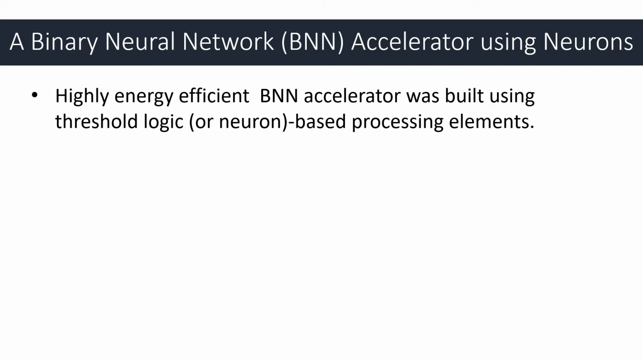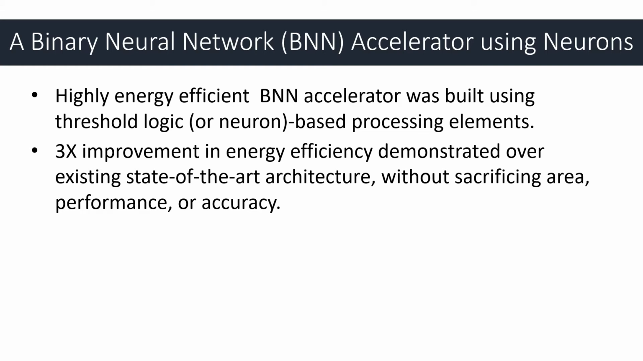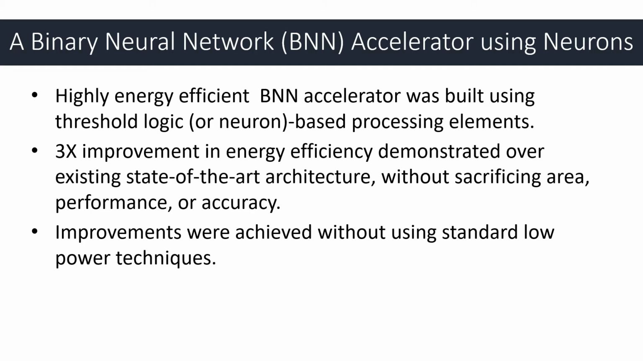In a gist, this presentation will demonstrate how a highly efficient BNN accelerator is built using threshold logic cells or neuron cells. We will show that it is possible to achieve a 3x improvement in energy efficiency over an existing state-of-the-art architecture without sacrificing area, performance, or even accuracy. It should be noted that these improvements were achieved without using any of the standard low-power techniques such as voltage scaling or approximate computing.